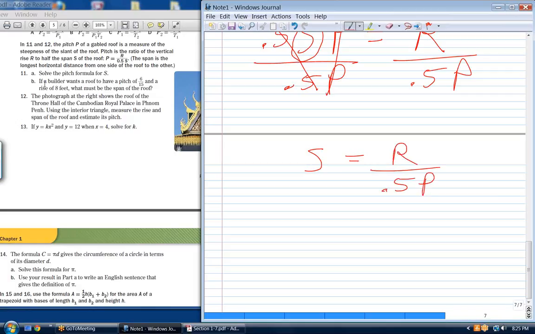And in part B, if a builder wants a roof to have a pitch of 6/5 and a rise of 8, what's the span? So how are we going to do that?